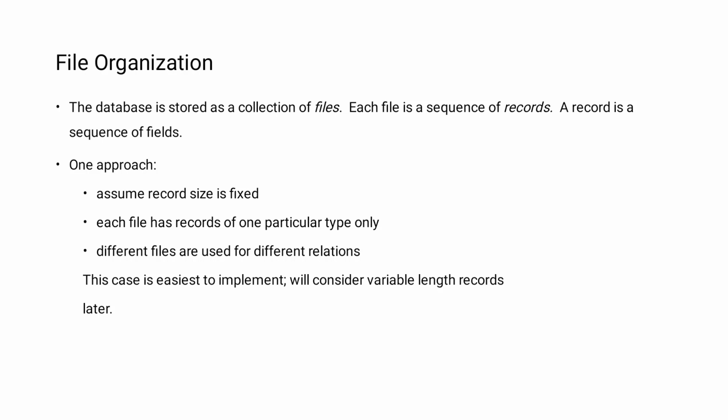The topic for the discussion is file organization. A file is organized logically as a sequence of records. These records are mapped onto disk blocks. The database is stored as a collection of files, and each file is a sequence of records. A record is a sequence of fields.